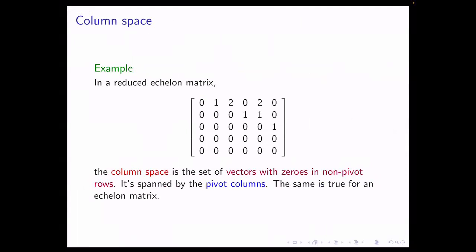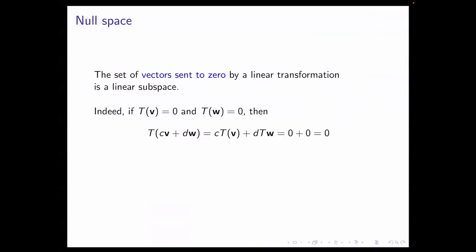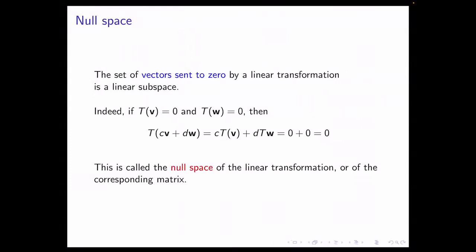Next, a null space. The set of vectors sent to 0 by a linear transformation is a linear subspace. So the null space is also a linear subspace. Indeed, suppose T of v equals 0 and T of w equals 0. Then T of cv plus dw is equal to c times T of v plus d times T of w, and then it's equal to 0 because each of those vectors is equal to 0. And this is called the null space of the linear transformation, or of the corresponding matrix of this linear transformation.